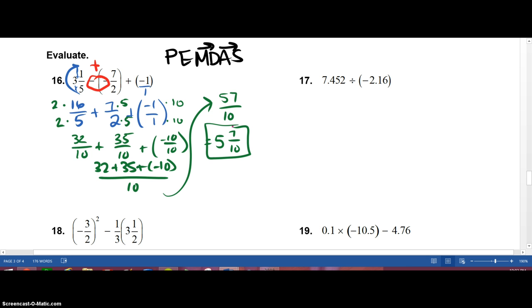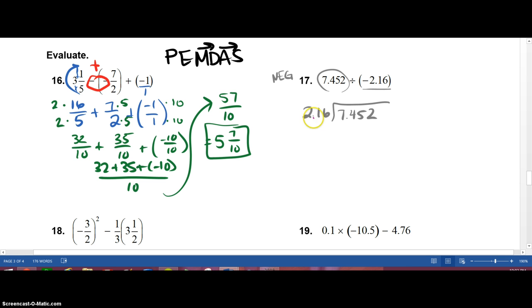Number 17 is only a division problem, but we do have some decimals here. So when I set this up, when I first look, I'm going to realize my first number here is positive, my second number here is negative, so my answer is going to be negative, so I'm going to write negative off to the side so I remember. Now I'm going to set this up like a regular division problem. 2.16 as my divisor, 7.452 as my dividend.